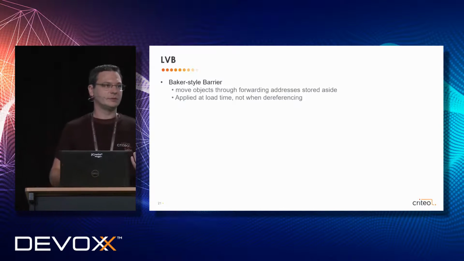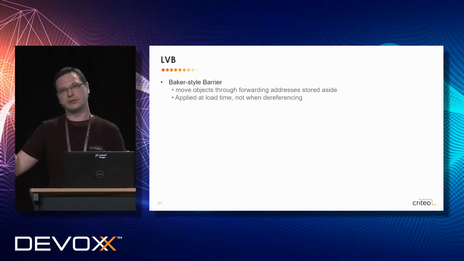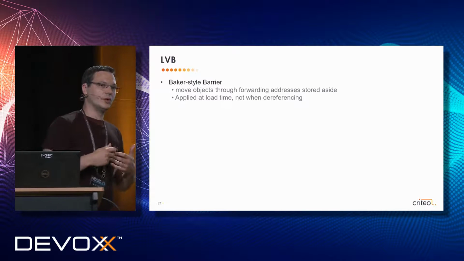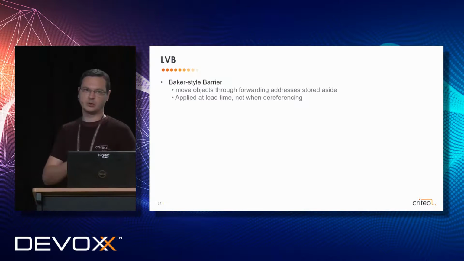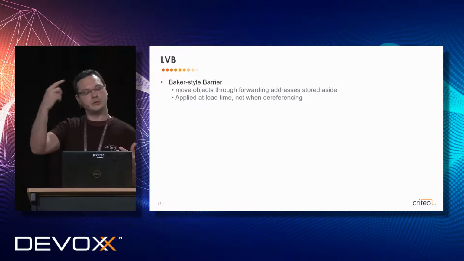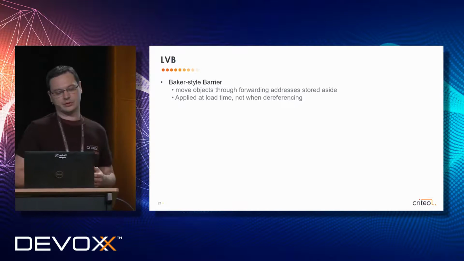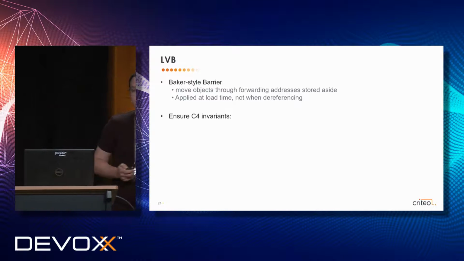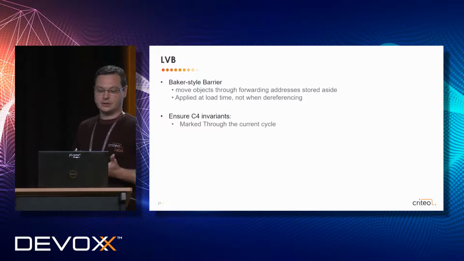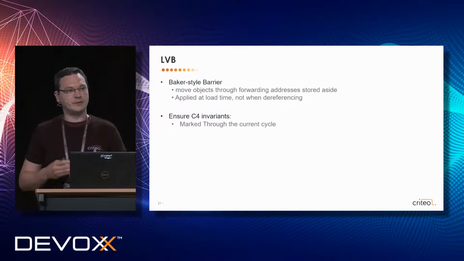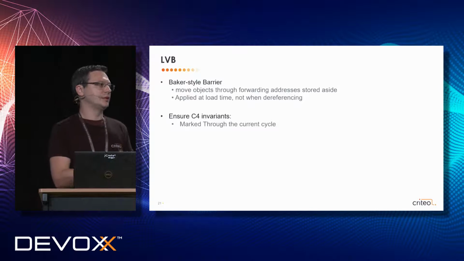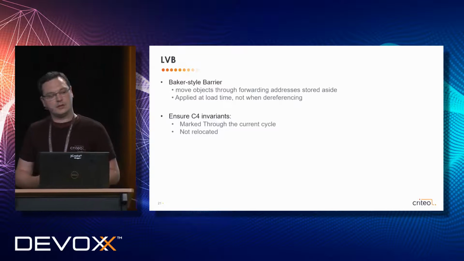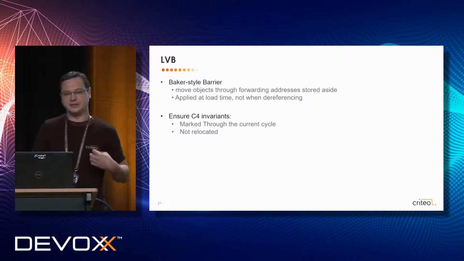It's applied at load time. It means that we load a reference and then we check this barrier at this moment. So it's not when we are dereferencing like for the Brooks pointer, it's just when we load a reference, we check if the barrier is broken or not. This barrier is also to ensure that we have those invariants, that we have a mark through. It means that the object we are trying to access is marked for the current GC cycle, and that it's not relocated.